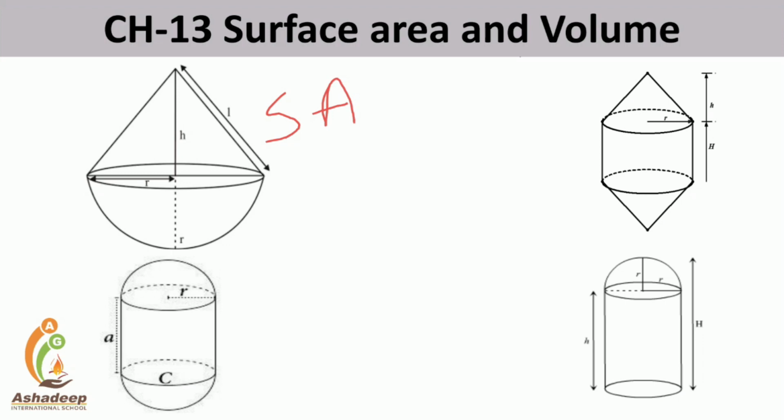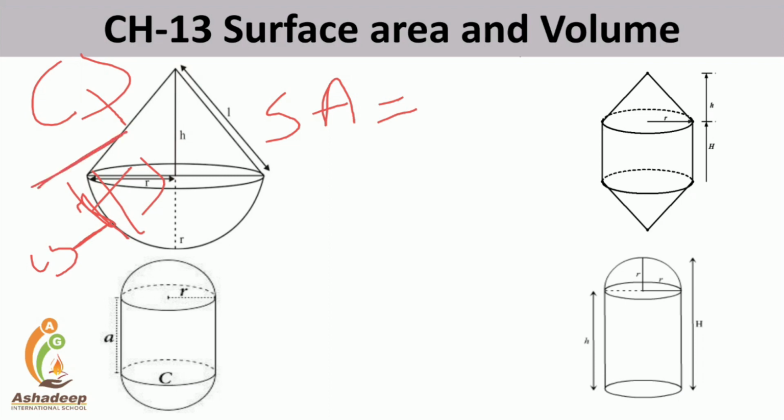See here, the curved surface of the cone is seen, and here the curved surface of the hemisphere, right? Now, what is the answer? We need to simply add the curved surface area of the cone.